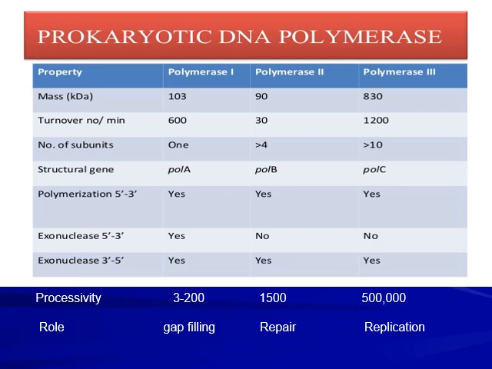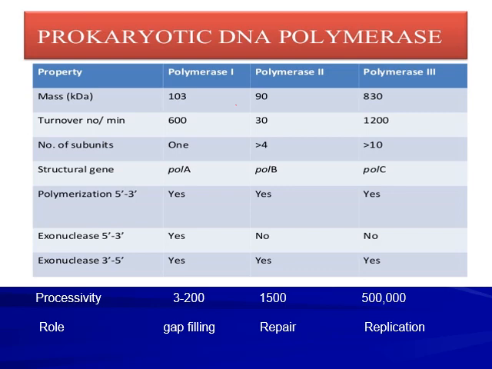This table gives us a comparison between the different types of polymerases, that is DNA pol 1, 2 and 3. When we look at the mass, you find that DNA polymerase 3 has the highest mass, that is 830 kilodaltons. Its turnover is around 1200 per minute. Being a large protein, naturally it has more than 10 subunits. The structural gene for polymerase 1 is known as Pol A, for polymerase 2 is known as Pol B, and for polymerase 3 it's known as Pol C.